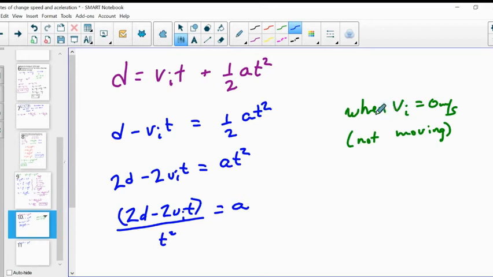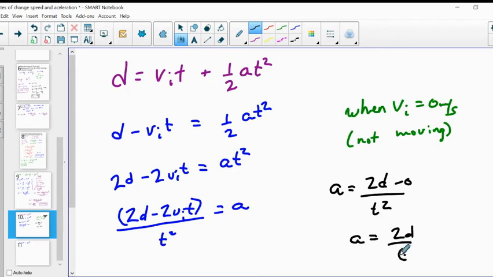Be very cautious when you have an initial velocity of 0. Many students miss this. When you have an initial velocity of 0 meters per second, it's a special case where we're not actually moving. It actually makes your equation much easier. We'll find that the acceleration is simply 2 times the distance, subtract 0, over t squared, or the acceleration is 2d over time squared.